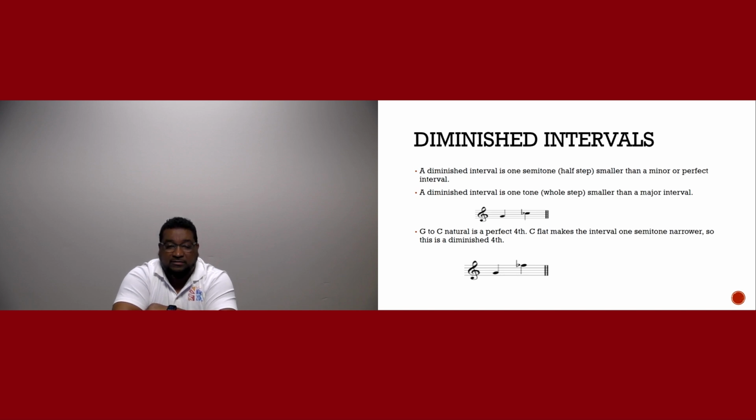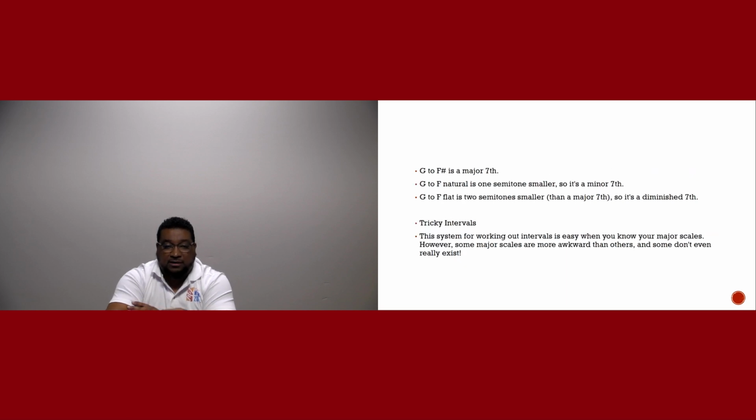In this example, we have a G going to a C flat. Now a G to C, what is that interval naturally? It is a fourth, a perfect fourth. G, A, B, C. Remember, we say fourths are always perfect. So if we alter the fourth, if we have in this case a G going to a C flat, that's something to ponder about. G to C natural is a perfect fourth. C flat makes the interval one semitone narrower or smaller, so then it becomes a diminished fourth.